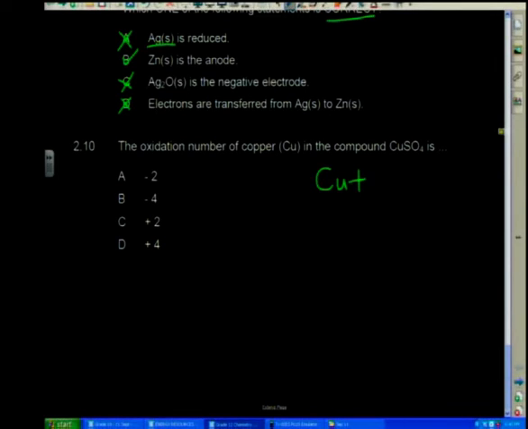Plus, now I know that sulfate itself has got a charge, which I know. If you can't remember it, just look on your redox table. Sulfate has got a -2 oxidation state. When I add these two ions together, I must add up to 0, because copper sulfate is a neutral compound. So copper plus -2 equals 0. Let's solve this just like a maths equation. Copper minus 2 equals 0, and that means copper is equal to +2.